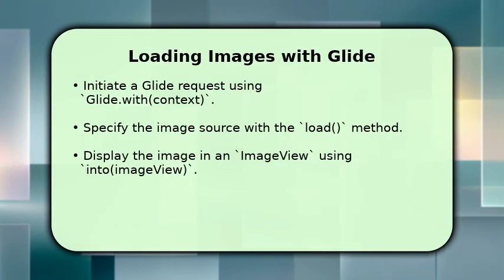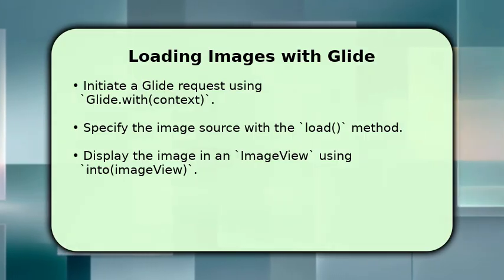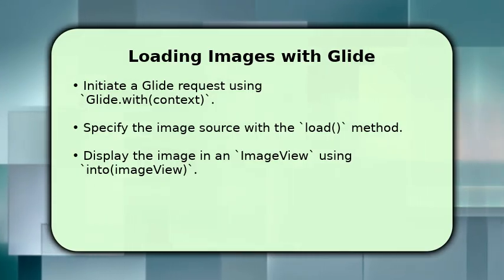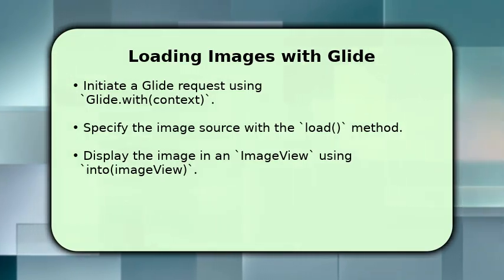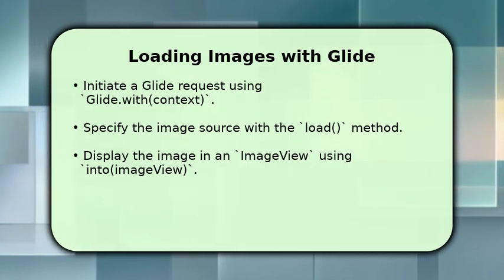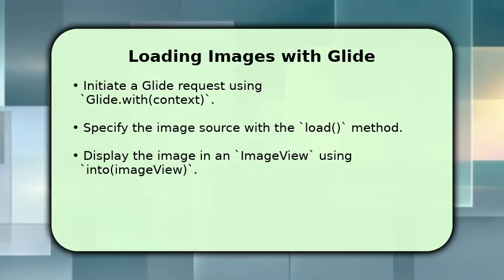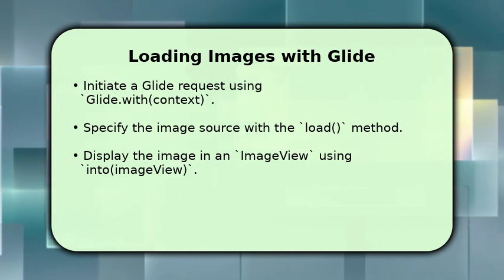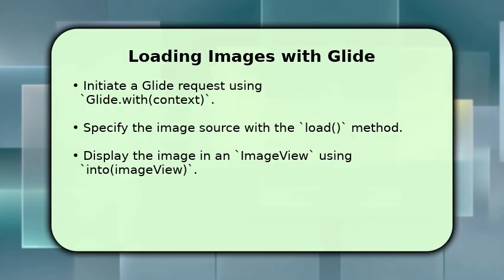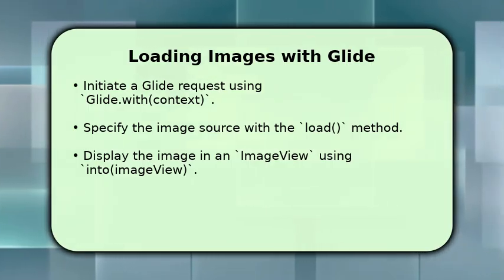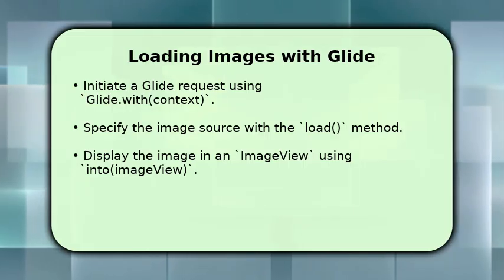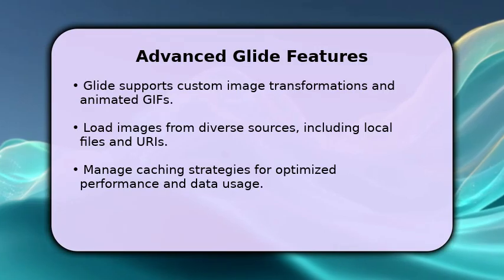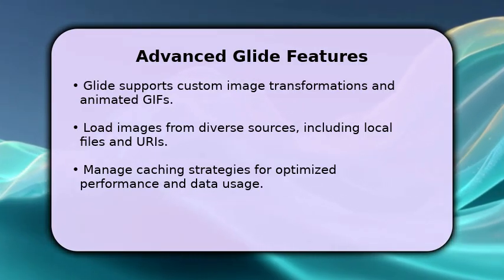Loading images with Glide is remarkably straightforward, often requiring just a single line of code. You start by initializing a Glide request with Glide.with(context), passing in your activity or fragment. Next, use the load method to specify your image source, which can be a URL, a local file, or an Android resource. Finally, direct Glide to display the image in your target ImageView using into(imageView). You can also enhance this with options like placeholder, for loading states, error, for failures, and transformations like centerCrop or fitCenter.